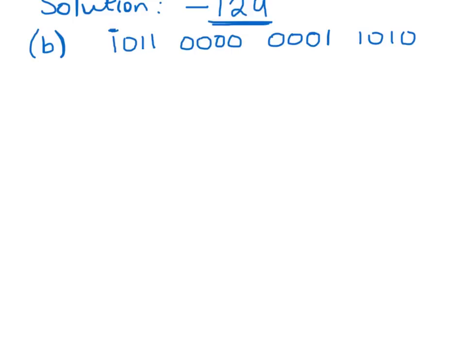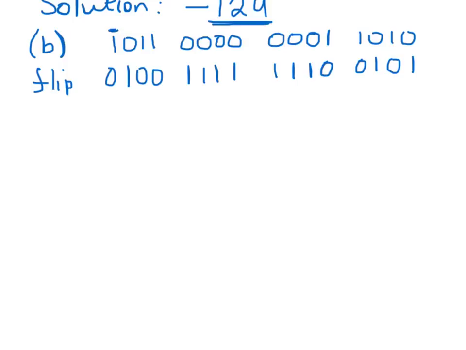So what we do is we take this number and we flip the bits. So we're going to flip these bits. So where there's a 1, you put a 0, 1, 0, 0. Then we have 4 1s. Then we have 3 1s and a 0. And then we have a 0, 1, 0, 1. And then you add 1. Add 1. So let's do that.